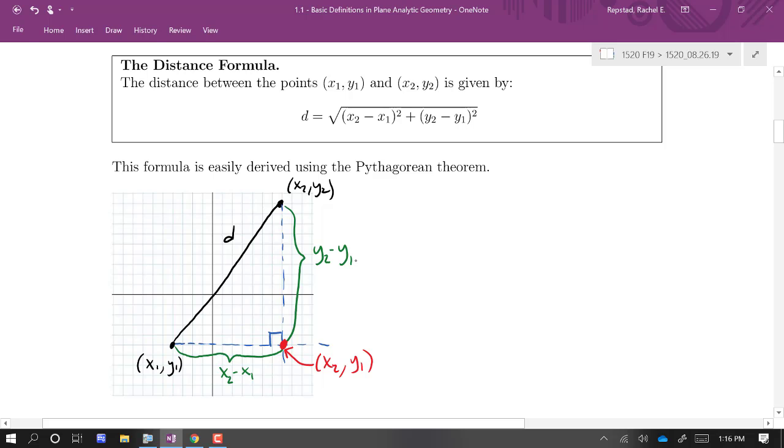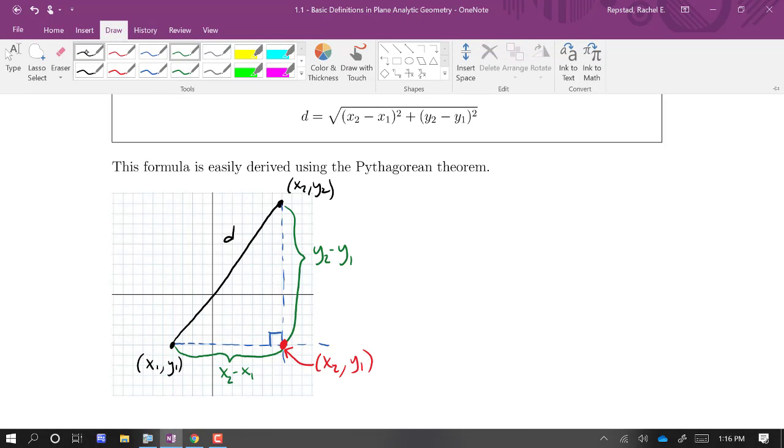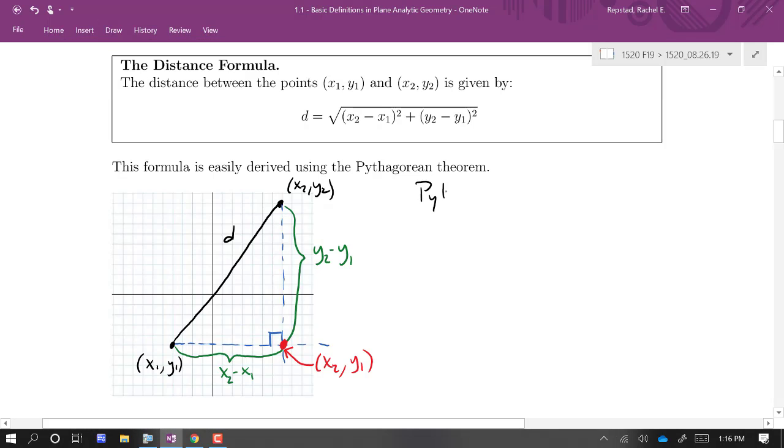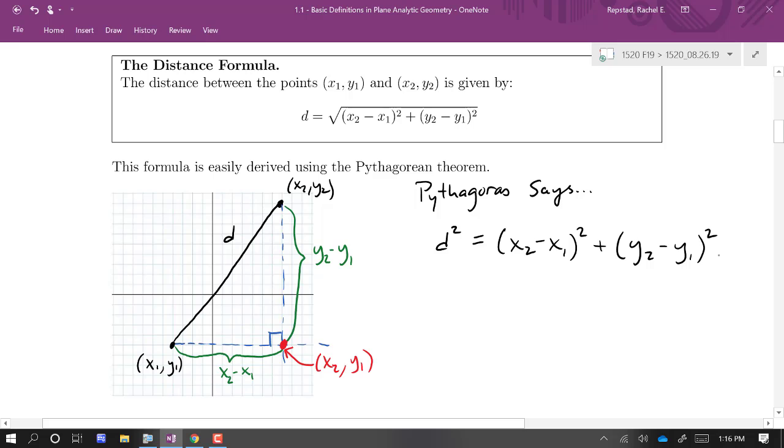And now all we need to do is use Pythagoras. Let's see. d squared is equal to (x2 minus x1) squared plus (y2 minus y1) squared. The Pythagorean theorem simply says that the square of the hypotenuse is equal to the sum of the squares of the two legs. And if I want to solve for d, take the square root.